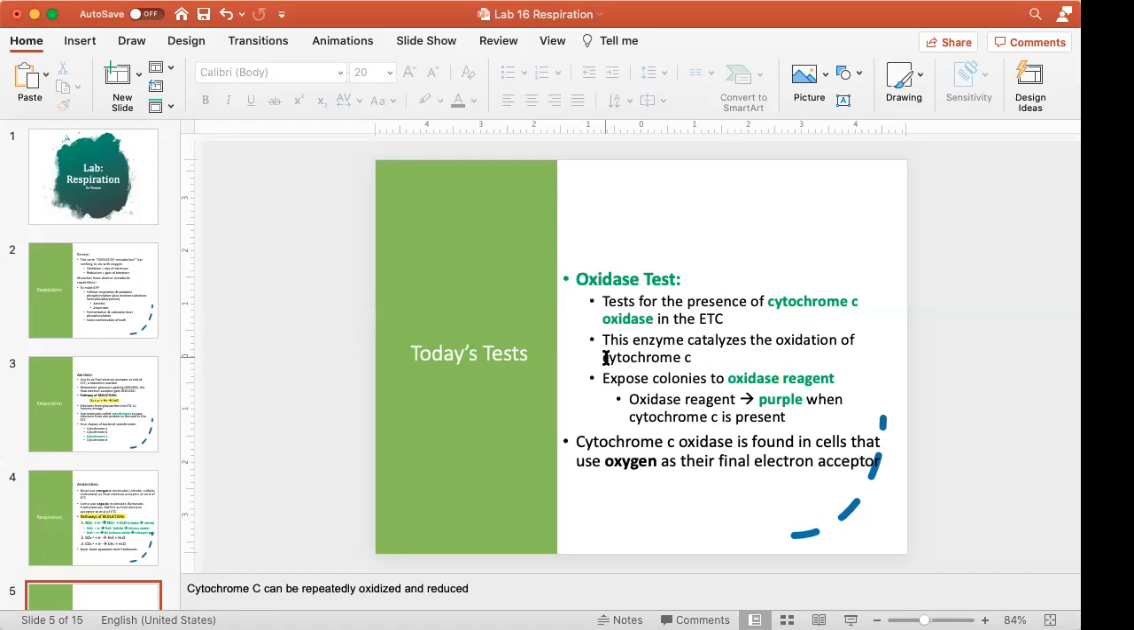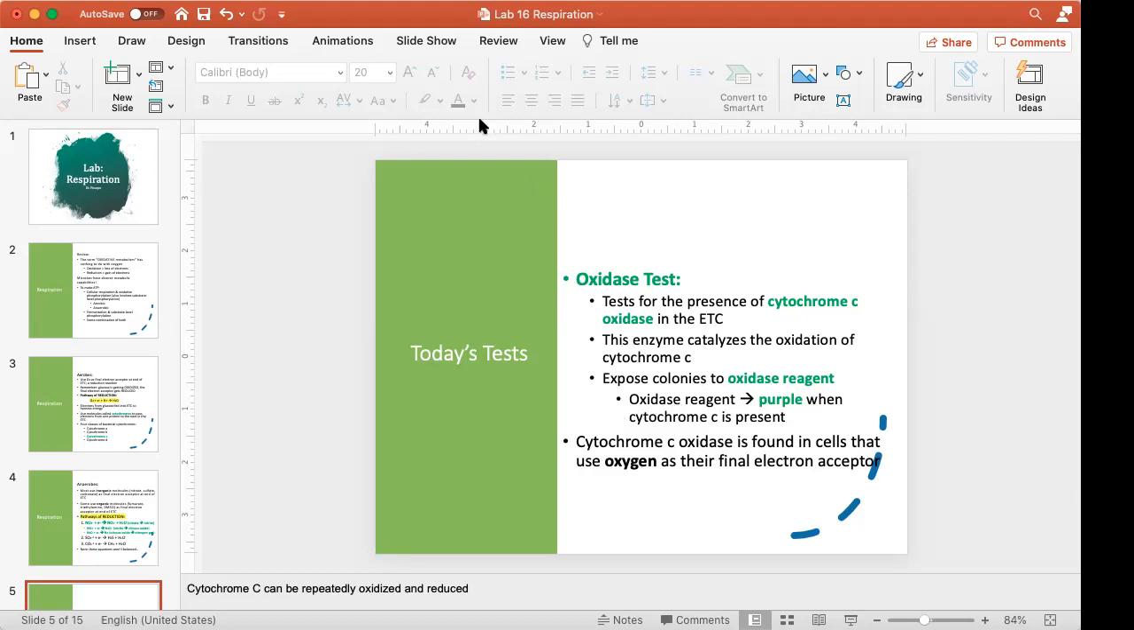Now, how does this test work? Well, this is one of those really easy ones. It is very similar in terms of its speed and ease to the catalase test. All you have to do is pick up some colony material on a cotton swab and drip onto those colonies a reagent, simply called the oxidase reagent. When the oxidase reagent comes in contact with those cells, if they make cytochrome C oxidase, the swab is going to turn purple.